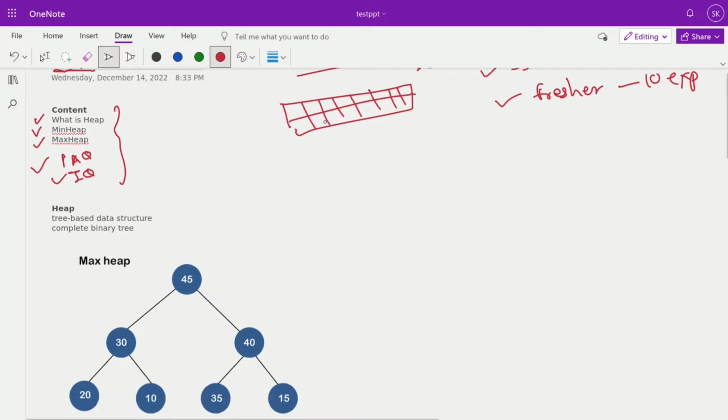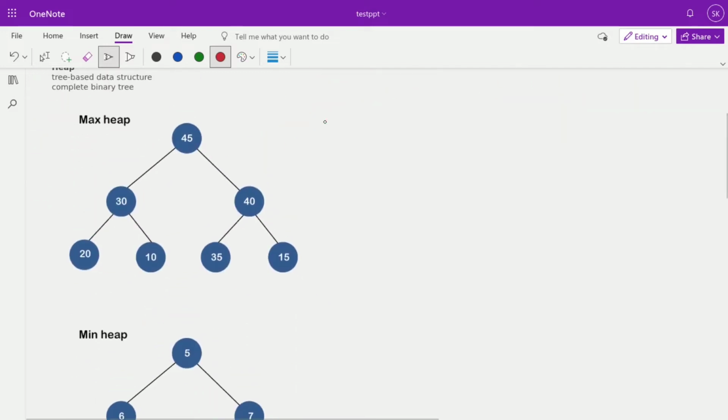Today we first check the max heap. By definition, this is a root element, and we say it is a max heap because this 45 is greater than the two nodes below it. In a max heap, the root element is always greater. Here the left element, 30, is smaller than the right one, 40, and the root is always greater than both of them.